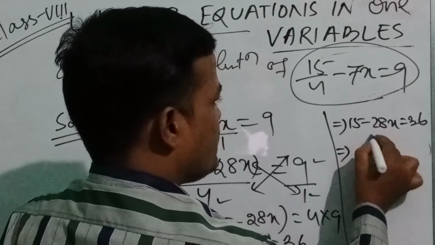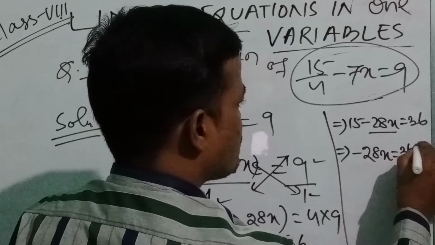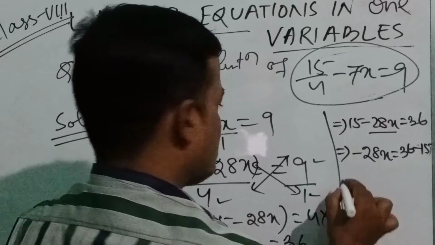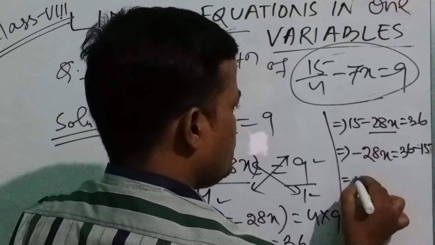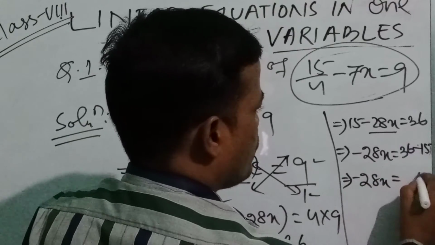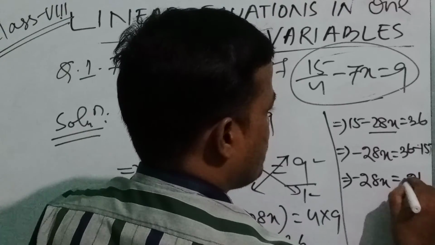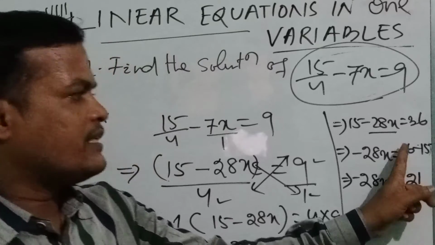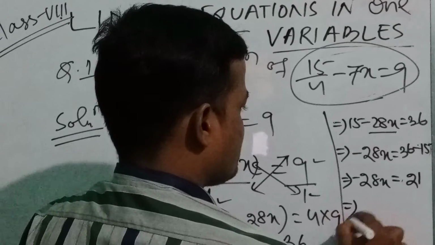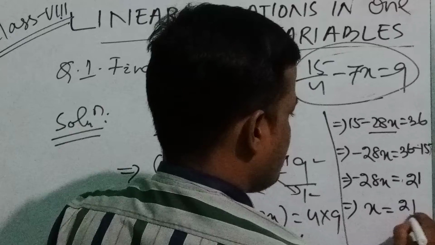Now we can keep the unknown quantity on the left-hand side: minus 28x equals 36 minus 15, because plus 15 goes to the right side as minus 15. So minus 28x equal to 21, since 36 minus 15 is 21. So x equal to 21 by 28.